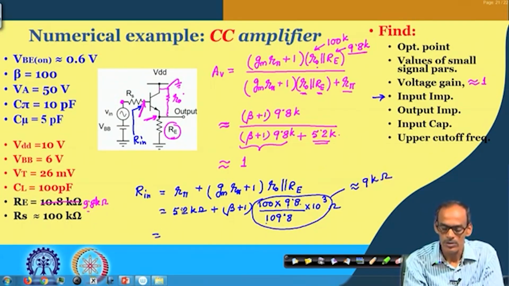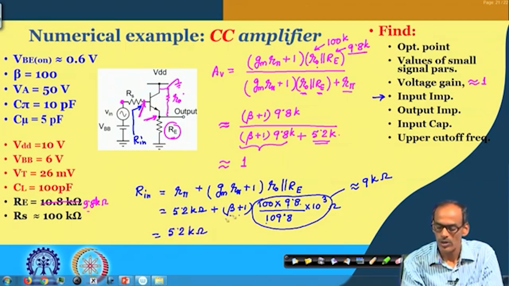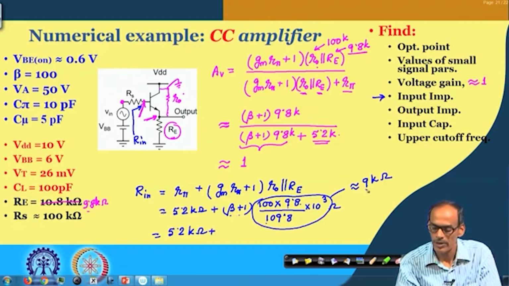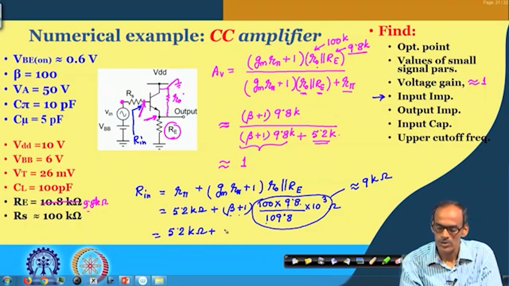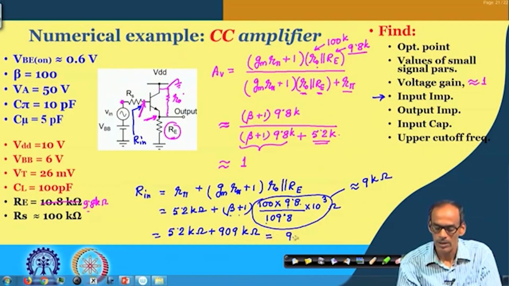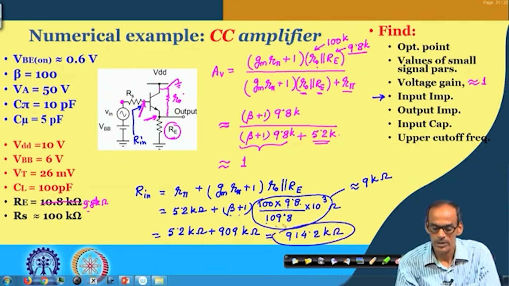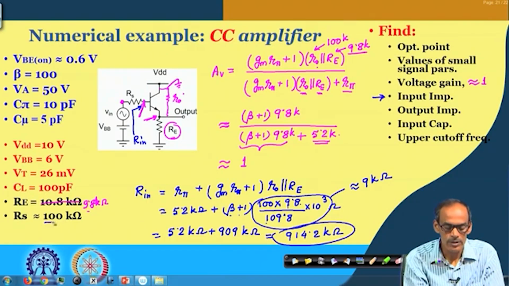So, even then we do have 5.2 kilo ohm, and then 101 getting multiplied with this 9. That gives us 909 kilo ohm. So, that equals 914.2 kilo ohm. That is definitely higher than this resistance.